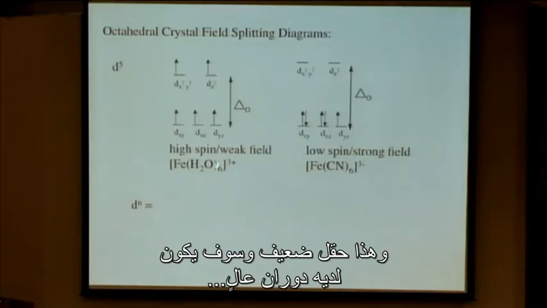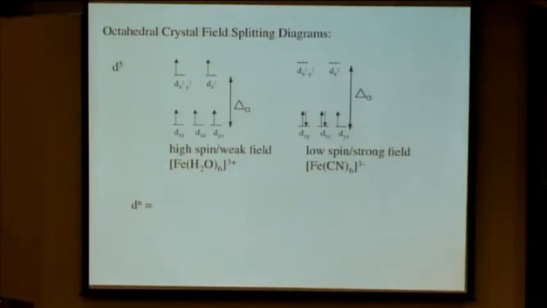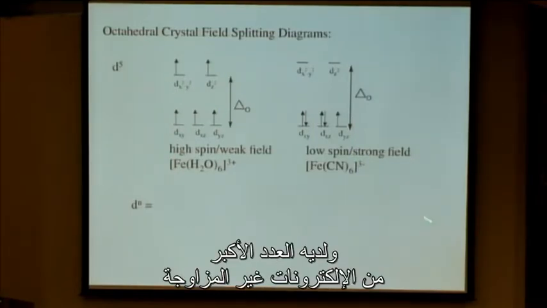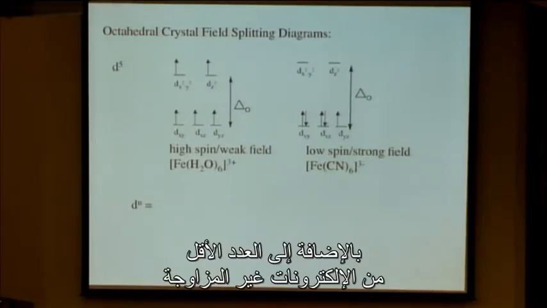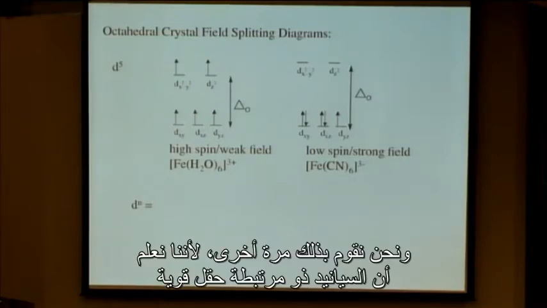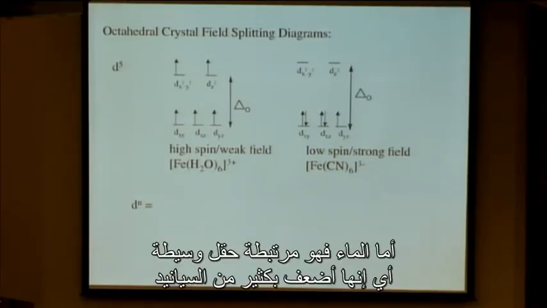And so here's a weak field, and it's going to be high spin, maximum number of unpaired electrons. Here we have the strong field, and it'll be low spin, the minimum number of unpaired electrons. And we're doing this again because we know that cyanide is a strong field ligand, whereas water is an intermediate field ligand. It's a lot weaker than cyanide.